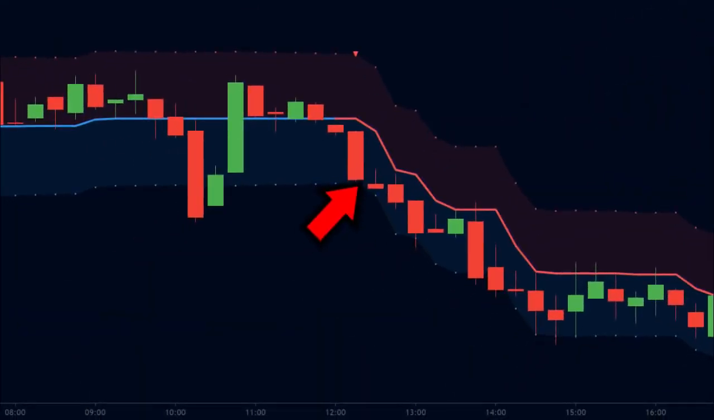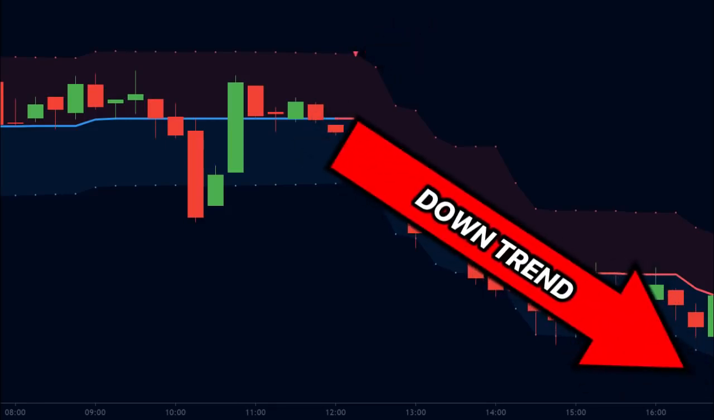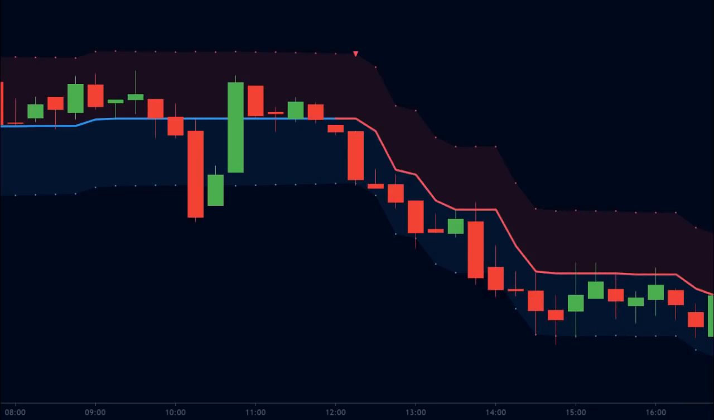Similarly, when the price closes below the band for 2 to 3 candles, the central line will become red and a small red arrow will appear above the indicator. This indicates that the price is in a short-term downtrend.